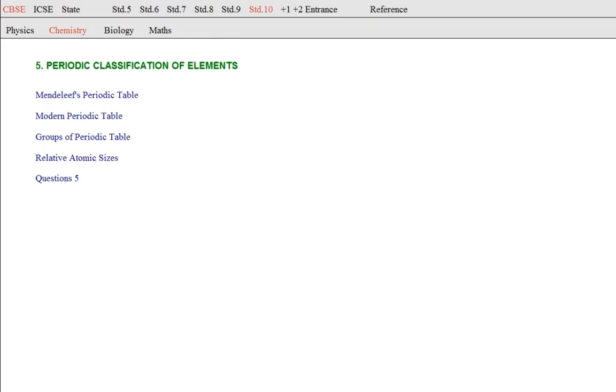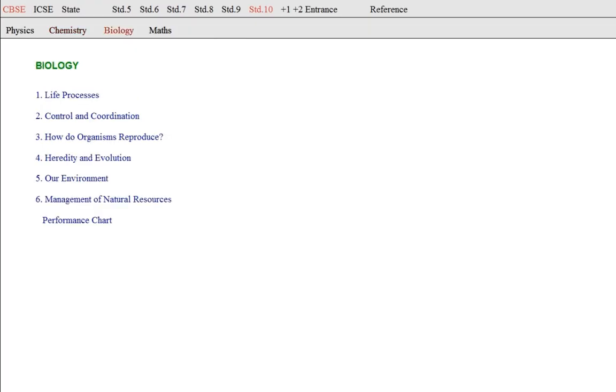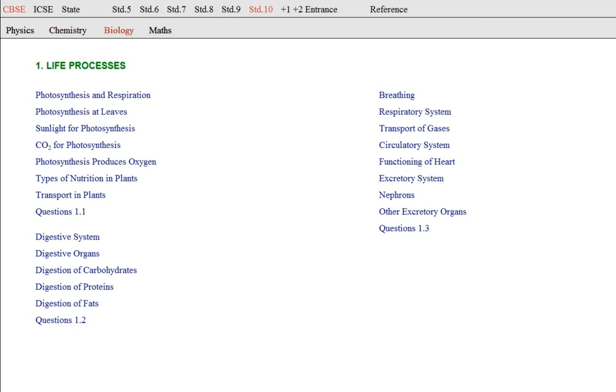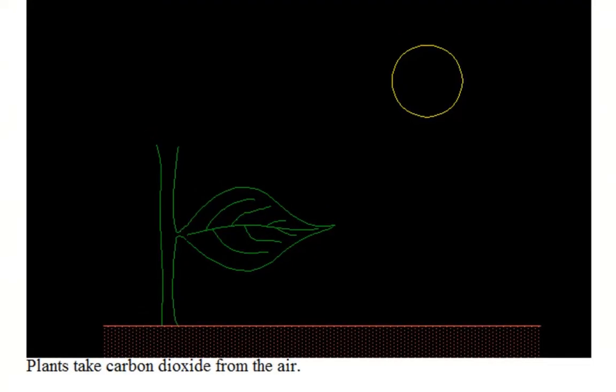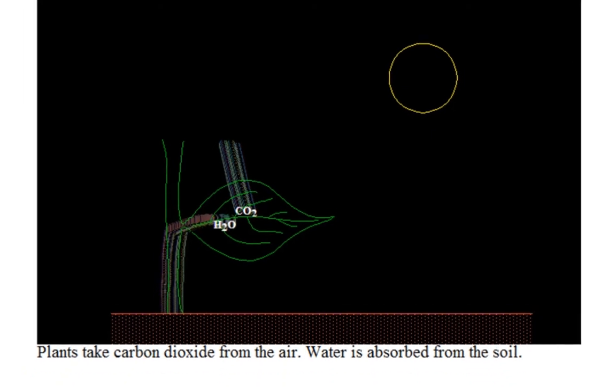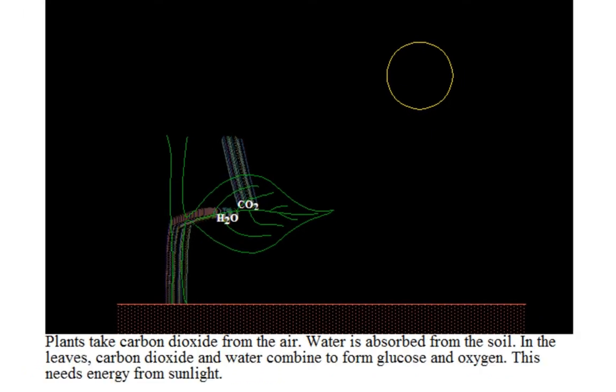Now let's go to biology. Life processes, photosynthesis and respiration. Plants take carbon dioxide from the air. Water is absorbed from the soil. Leaves capture the energy of sunlight using chlorophyll molecules.